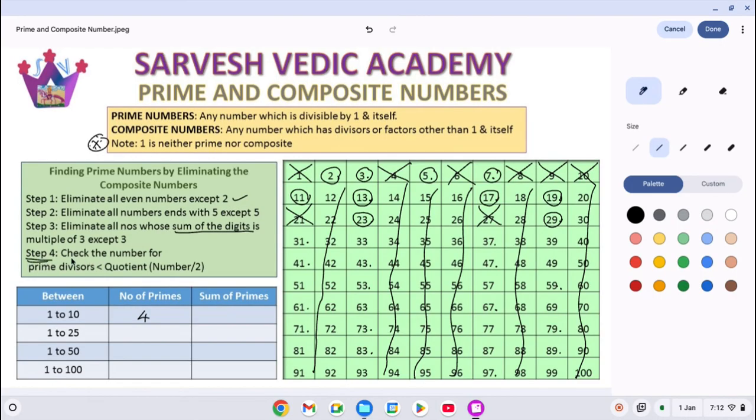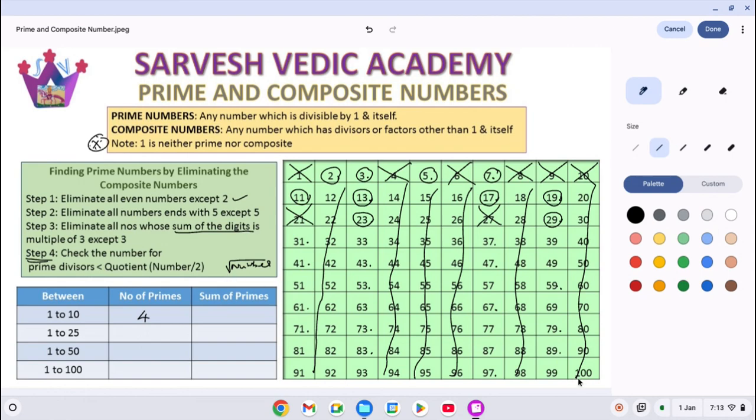Here, what is the main idea? Check the number for prime divisors. You can check the prime divisors only. What is the basic rule? You have to check the prime divisors up to the root of the number. Okay, this is the basic idea in mathematics.